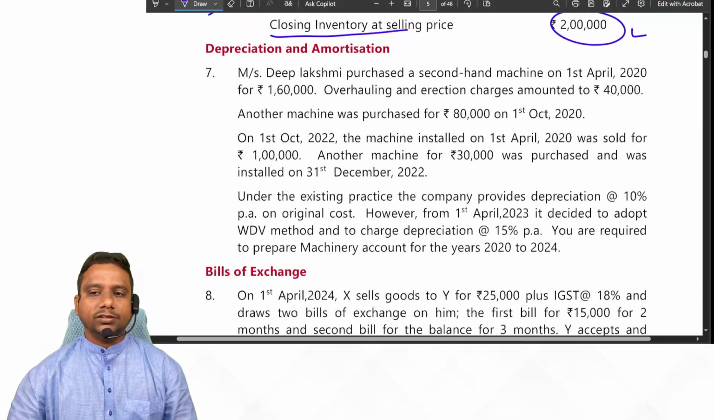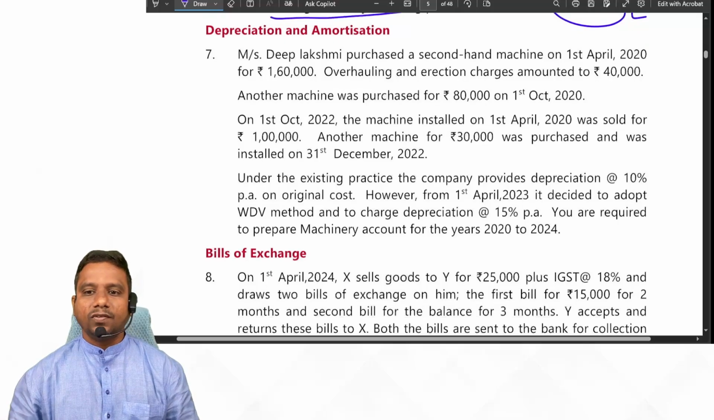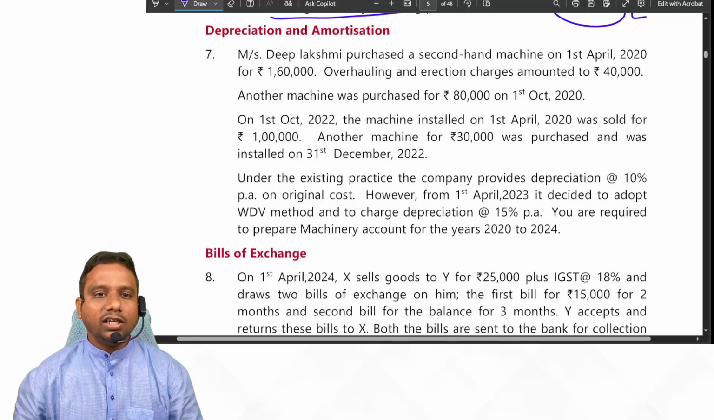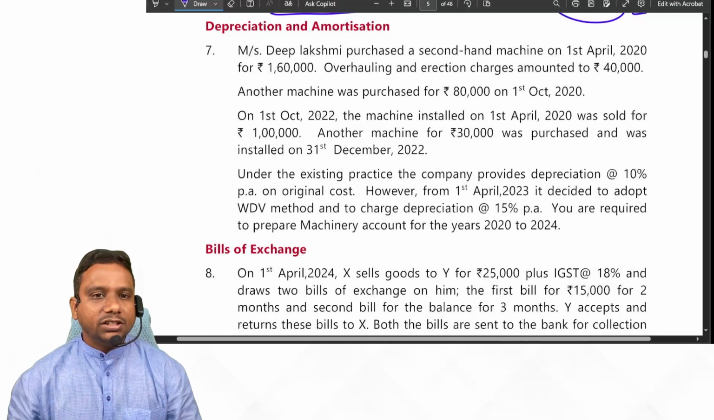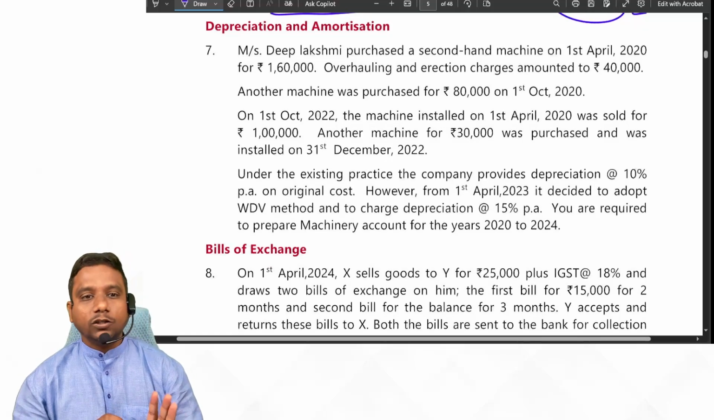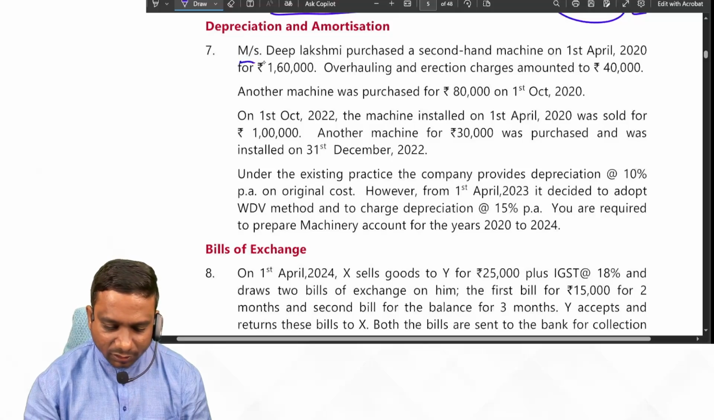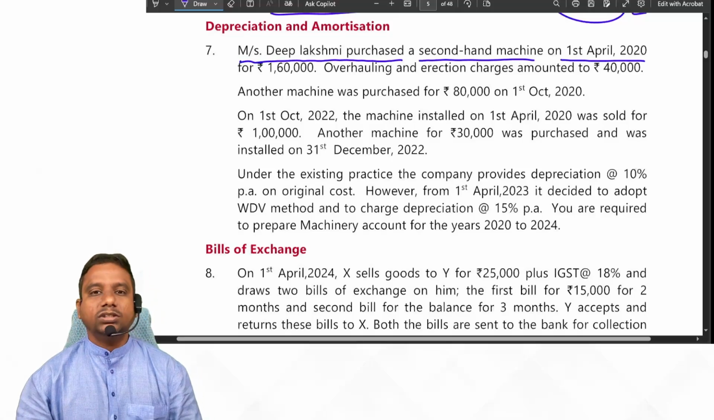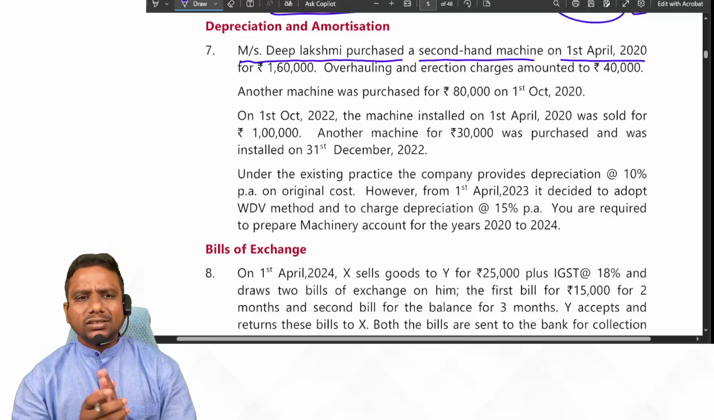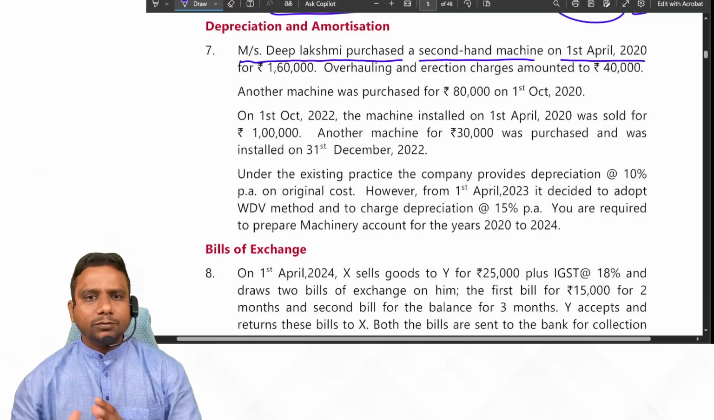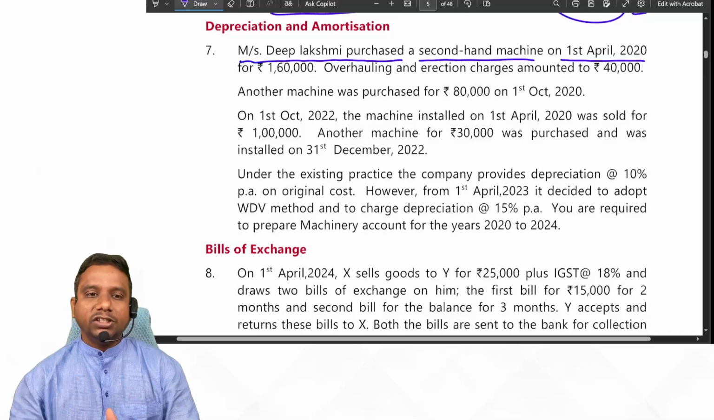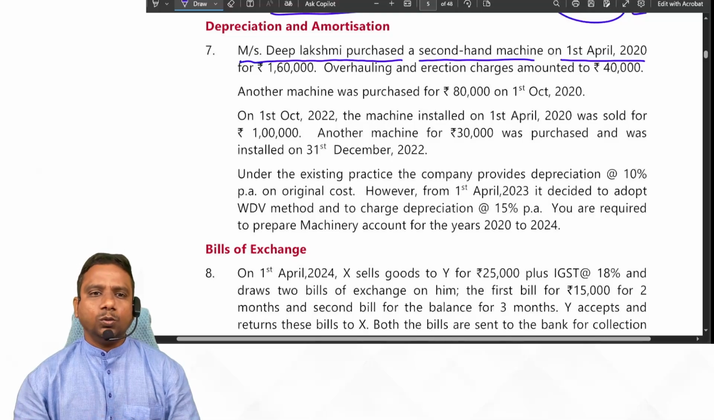Next question: depreciation and amortization, students. This is also a very important question. Messrs. Deep Lakshmi purchased a second-hand machine on 1st April 2020. When you are solving depreciation problems, first check for how many years you need to prepare this machinery account or depreciation account, whatever it may be.